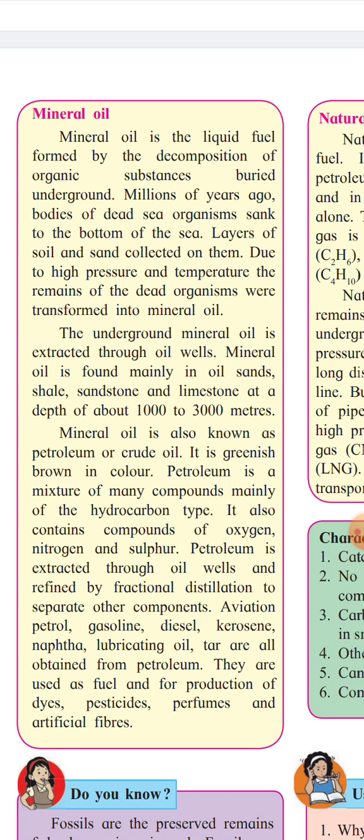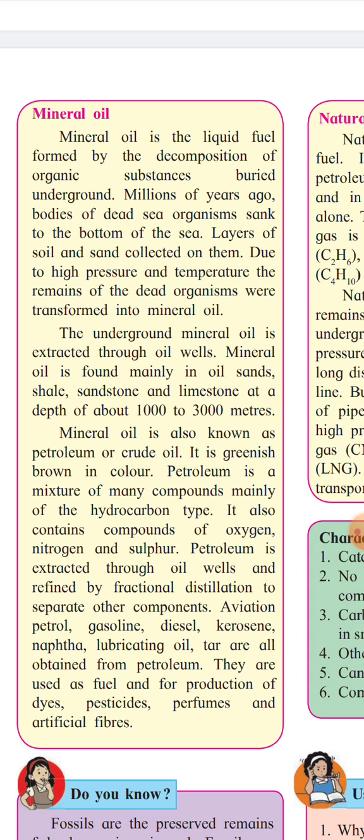Mineral oil is found mainly in oil sands, shale, sandstone and limestone at a depth of about 1000 to 3000 meters. Mineral oil is also known as petroleum or crude oil. It is greenish brown in color. Petroleum is a mixture of many compounds, mainly of hydrocarbon type. It also contains compounds of oxygen, nitrogen and sulfur.